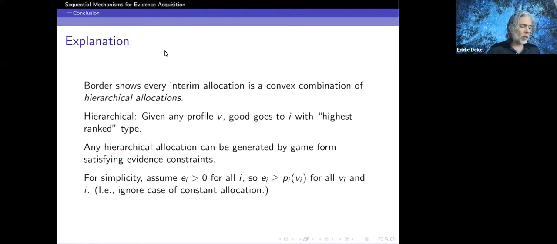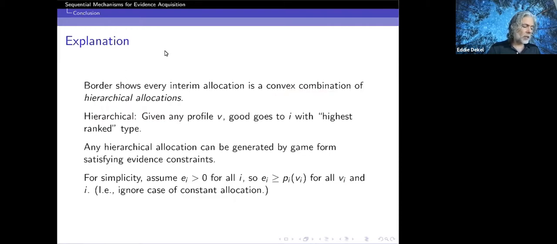Okay, what is a hierarchical allocation? It's one which, given any profile V, we rank the individuals and give the good to the I with the highest type. It's not according to the V. There's a ranking. That's the idea of a hierarchy. We just choose the person with the highest type if that is the profile. And he showed that every feasible interim allocation is a convex combination of hierarchical ones.